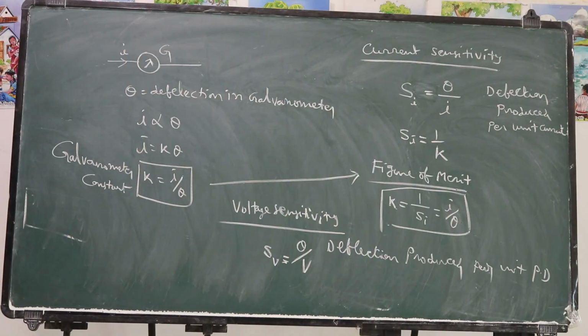Depending on the given question, we may be asked to calculate voltage sensitivity, current sensitivity, range of the galvanometer, range of the voltmeter, what is the shunt resistance required, what is the series resistance required. So many problems will come based on this. So this is the basic idea of the concept. Based on these concepts, we can solve some problems in the next class.